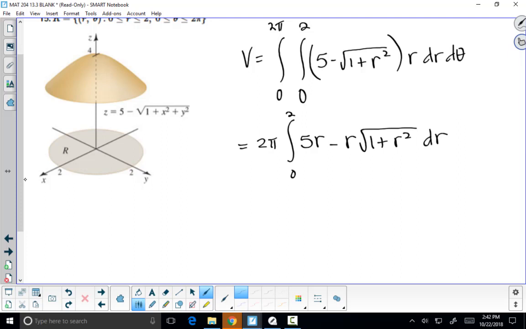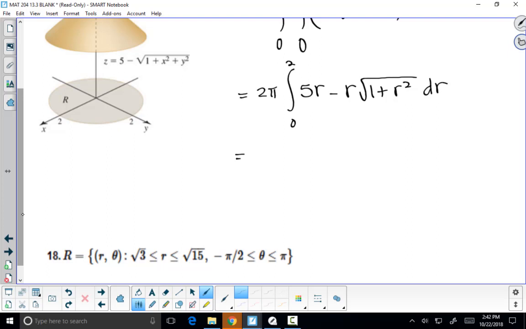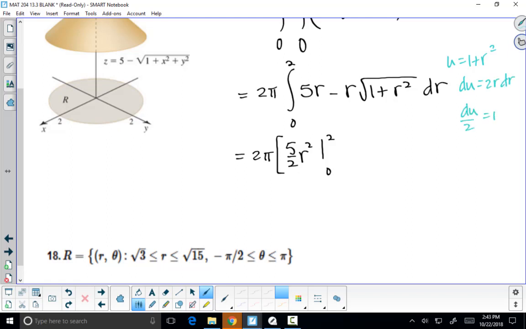But here won't be too bad. We'll just get that 5r squared over 2. Either way that would work. You could sub right away, 1 plus r squared. That would work for sure. Okay, so this is 2 pi. And then the first part here is 5 halves r squared, and that's evaluated 0 to 2. The second part, we're going to use u sub. So u will equal 1 plus r squared, du will be 2r dr. So du over 2 is what we're looking for. So we'll end up with minus 1/2 integral. So let's plug in our u limits. So we get, what's that, 1 to 5?